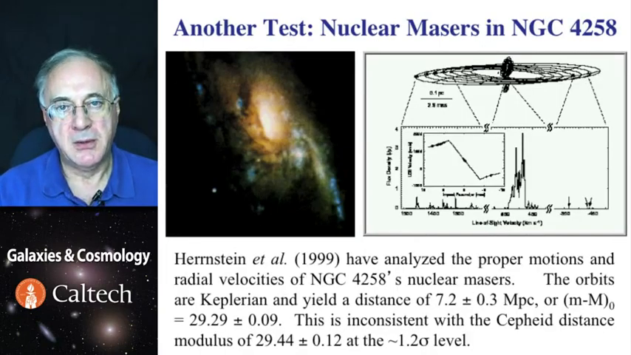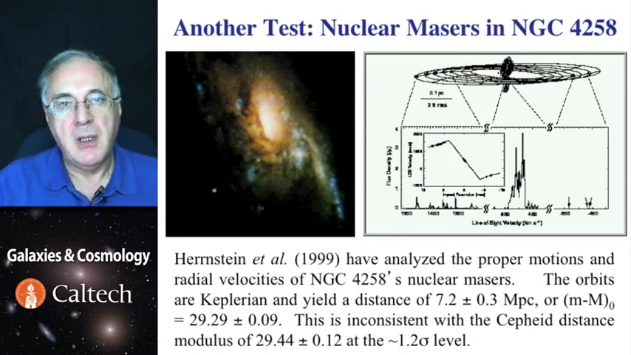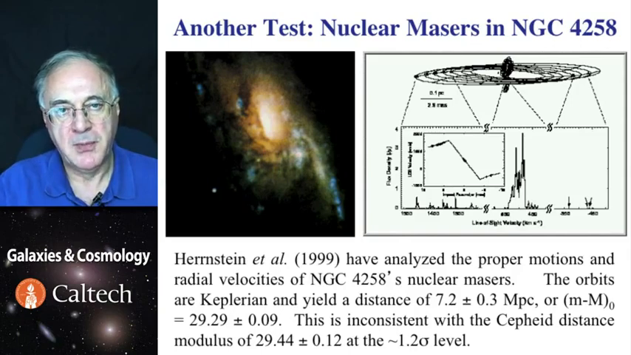A more important check, which is actually becoming a very powerful new method, is as follows. In the nuclei of many large spiral galaxies, there is a massive black hole, which for all practical purposes is like a point mass, just like essentially all of the mass in the solar system is in the sun.